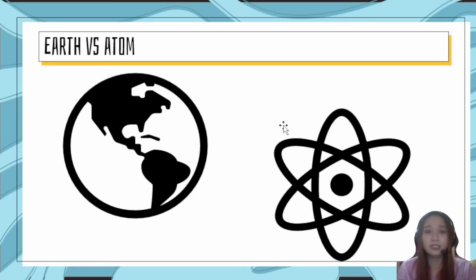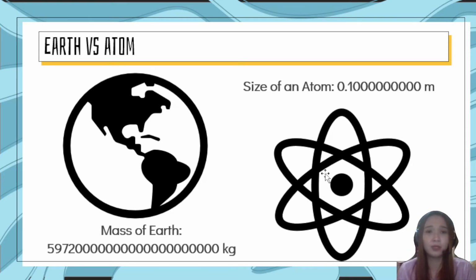Okay? So, let's go into deeper understanding of the topic. For example, paano nyo i-compare ang measurements ng Earth in comparison to an atom? Ma'am, sobrang laki po ng difference nila. Okay, how do you say so? Siyempre, yung Earth is a celestial body and atom is a microscopic material. Okay? So, we are going to compare that.